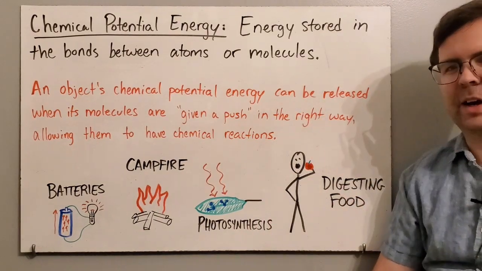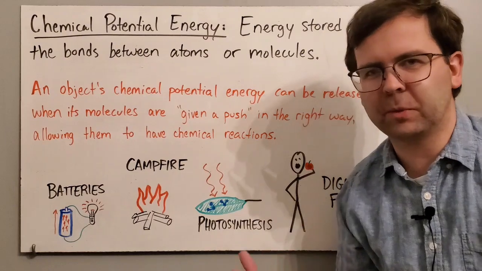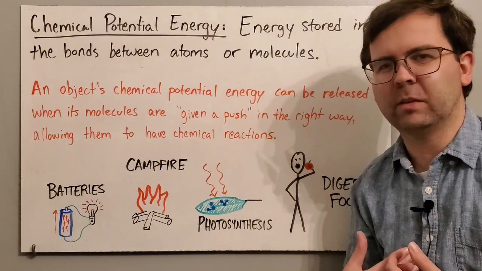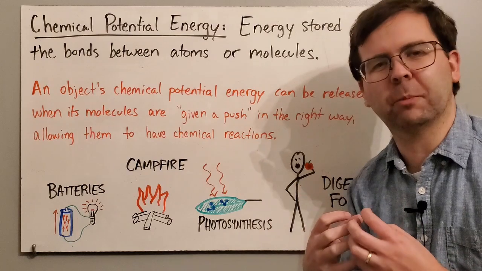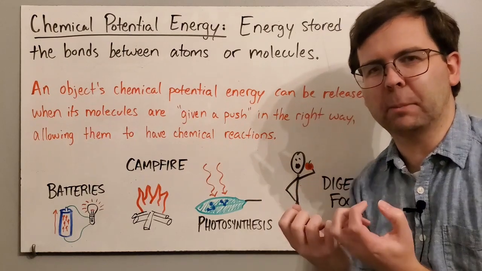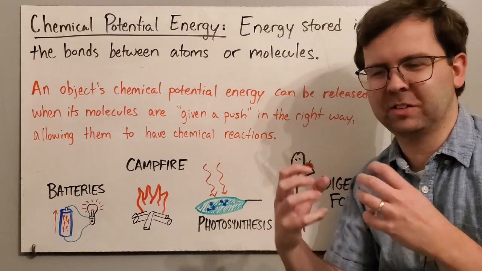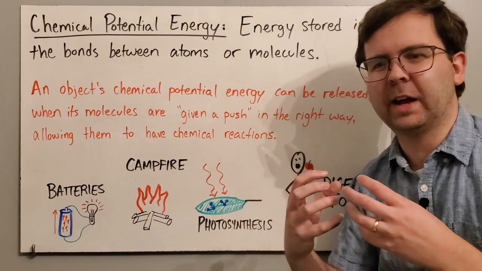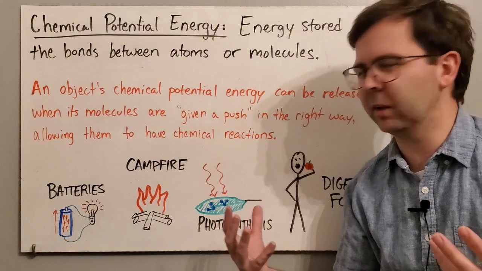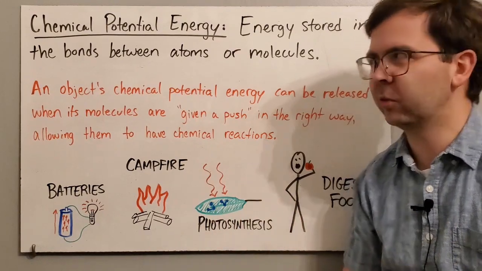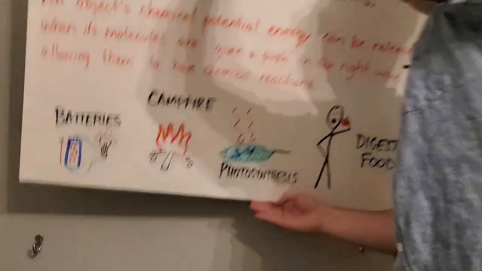Another example would be digesting our food. When you eat something, you're consuming this energy, and the energy from the food is taken and broken apart in your stomach and in your intestines, and it takes all that energy that's stored and reuses it in your body and stores it in your body in different ways. So that's chemical potential energy.